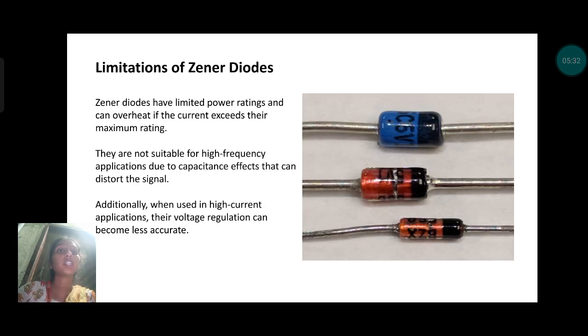Limitations of Zener diodes. Zener diodes have a limited power rating and can overheat if the current exceeds their maximum rating. They are not stable for high frequency applications due to capacitive effects that can distort the signal.